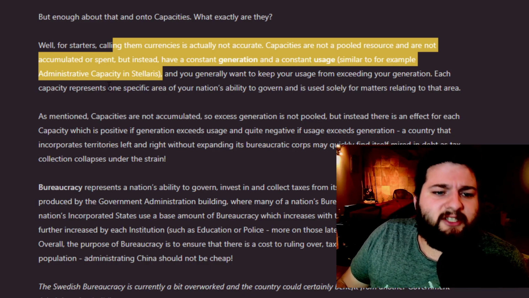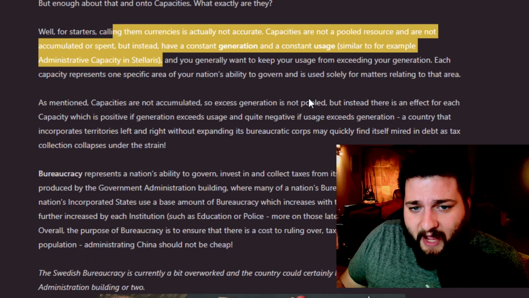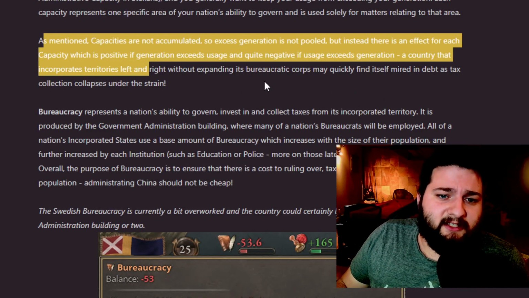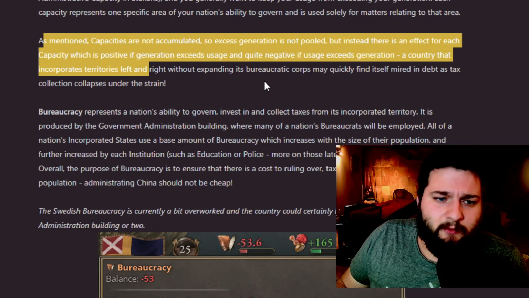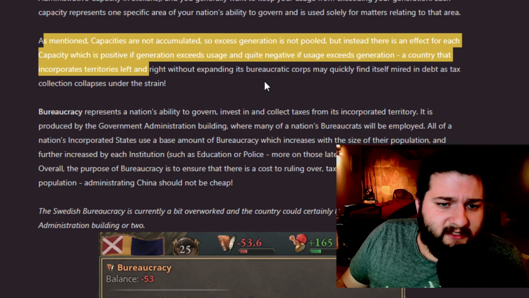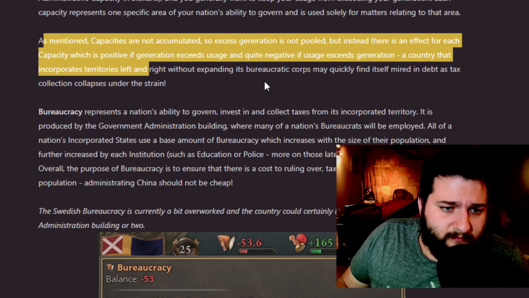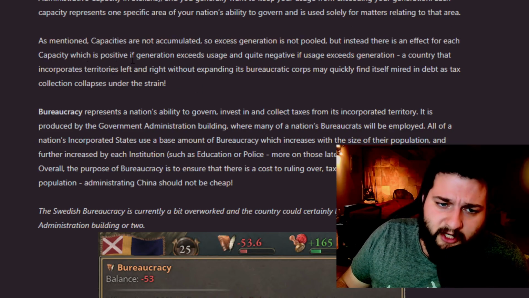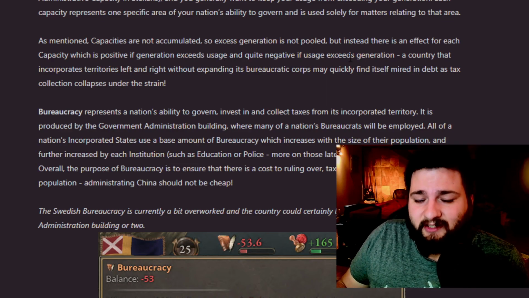Each capacity represents one specific area of a nation's ability to govern and is used solely for matters relating to that area. As mentioned, the capacities are not accumulated, so excess generation is not pooled, but instead there is an effect for each capacity that is positive if generation exceeds usage and quite negative if usage exceeds generation.